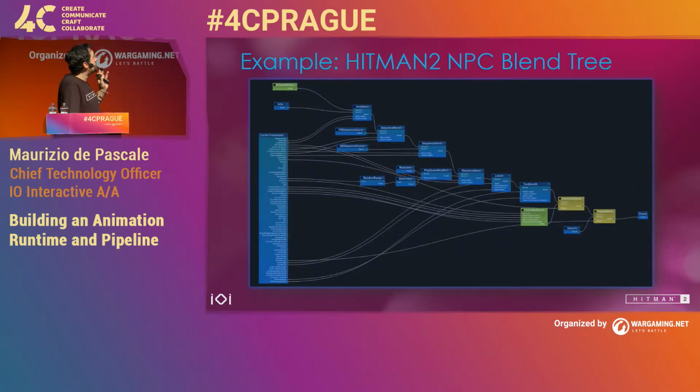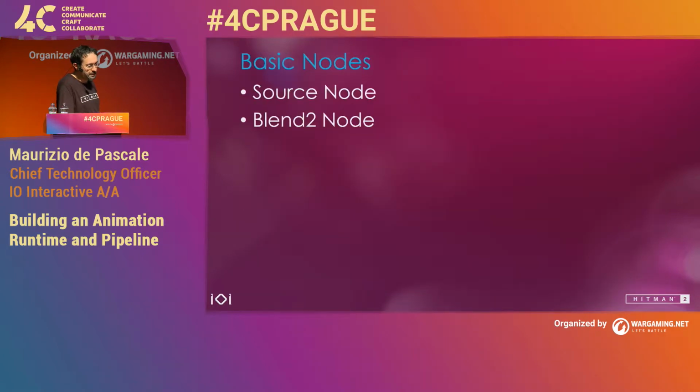And just for reference, this is actually the blend tree for an NPC in Hitman 2. At this level, it's very high level. So this is defining the layering, stuff like head look at, upper body, lower body, and so forth. And then recursively, each one of those boxes represents another subtree that does more combining of individual animations to achieve what the final desired output really is.